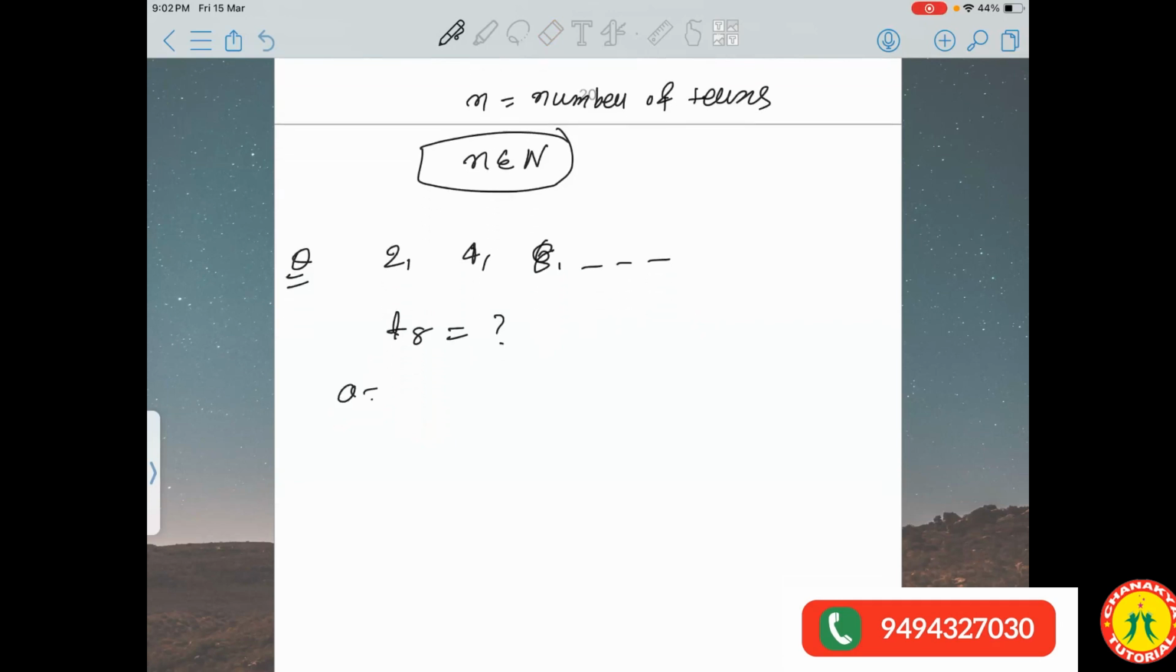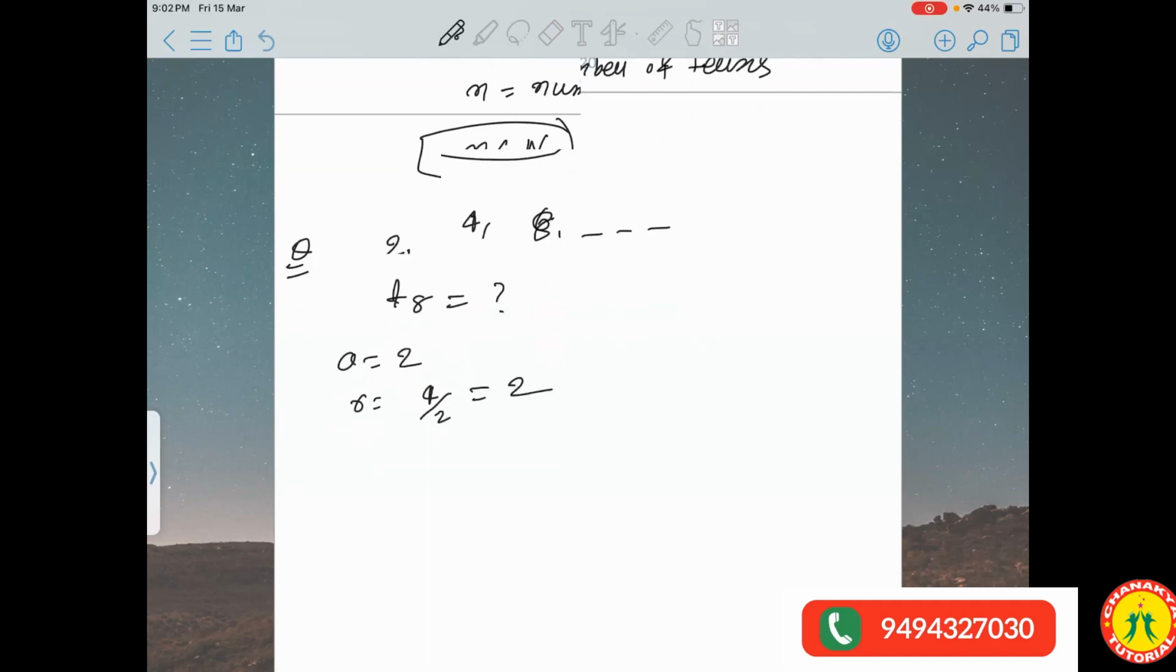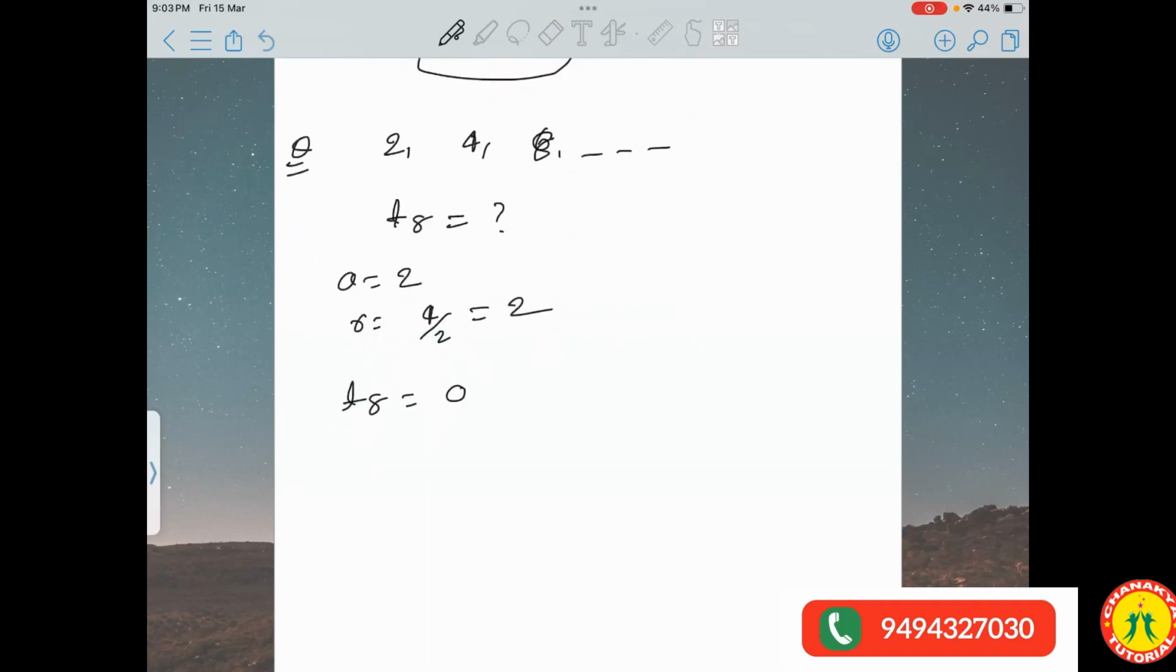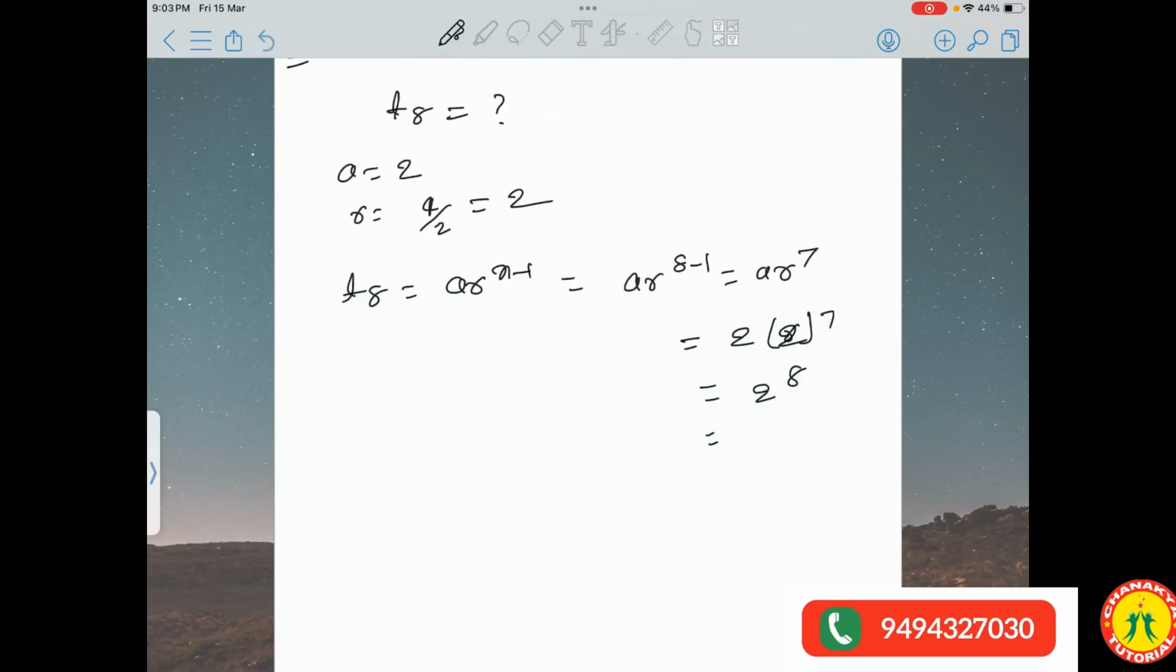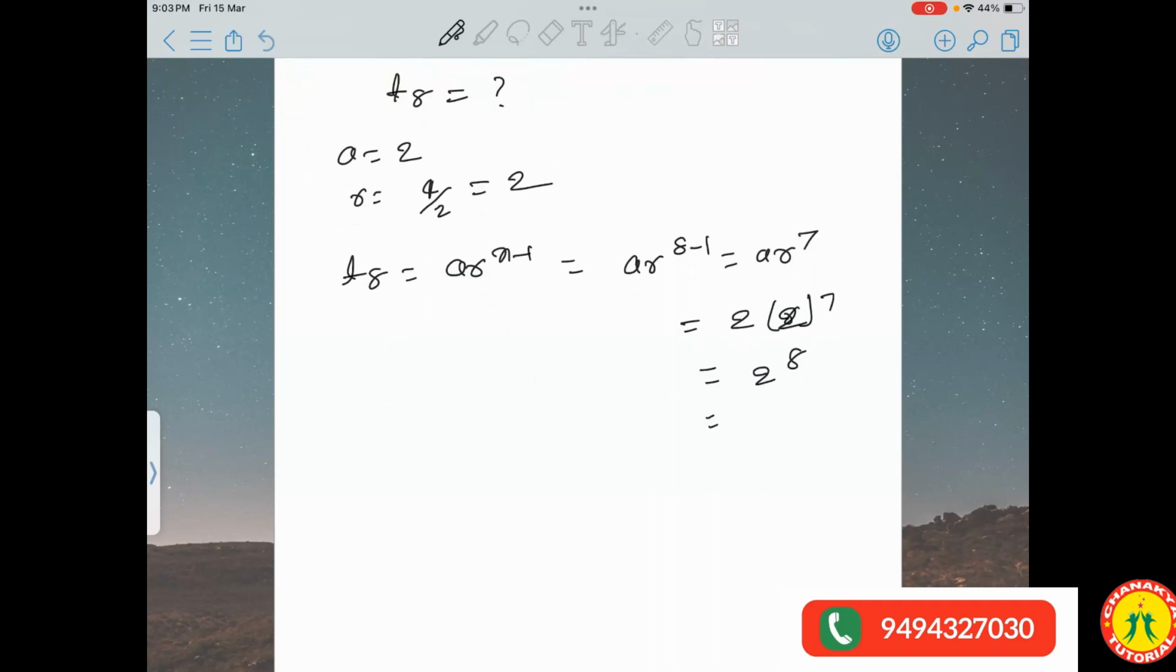Here A is equal to 2, R is equal to 4 upon 2, that is 2. So T8 means A R power n minus 1. So A R power 8 minus 1, that is A R power 7. A is 2, R is 2, 2 power 7. So 2 power 8, so 256.